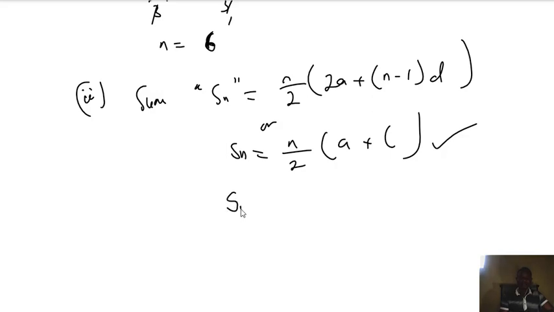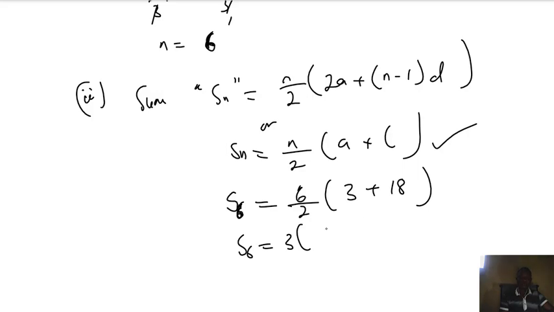So for the sum of the series, we have 6 terms, so n is 6, divided by 2, and the first term was 3, and the last term was 18. So we have S6 equal to 3 times (3 + 18), which gives us 21. So S6 is equal to 3 times 21, which gives us 63.